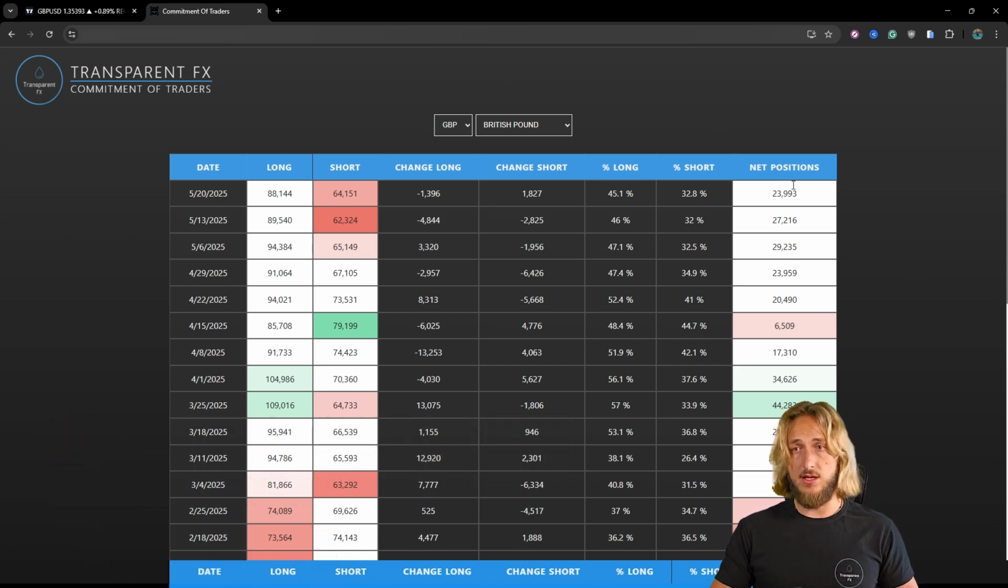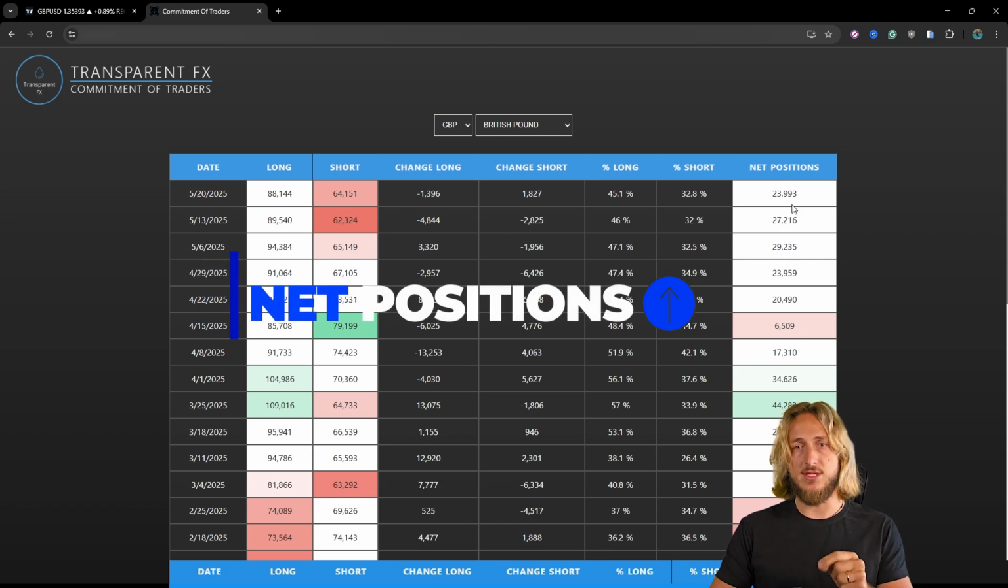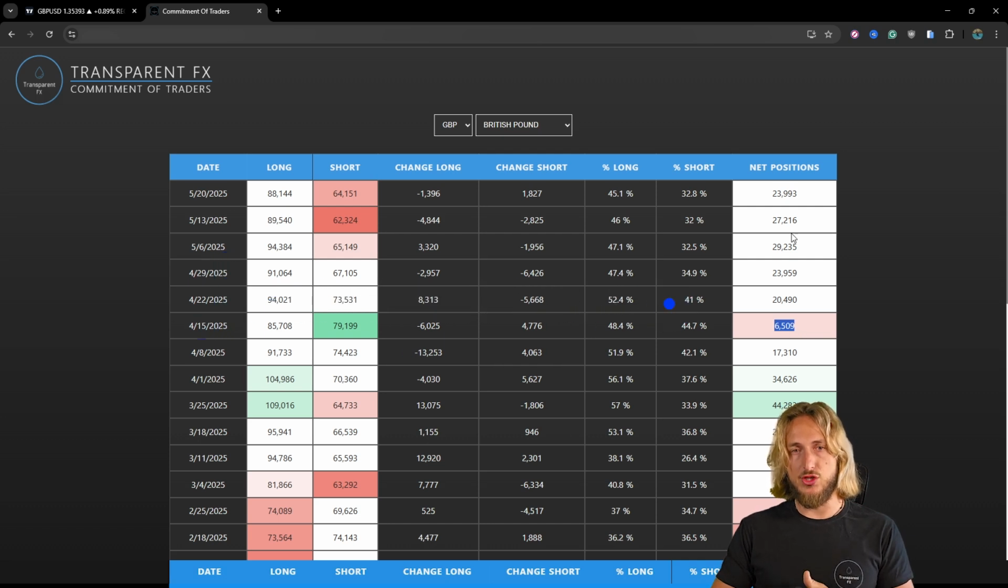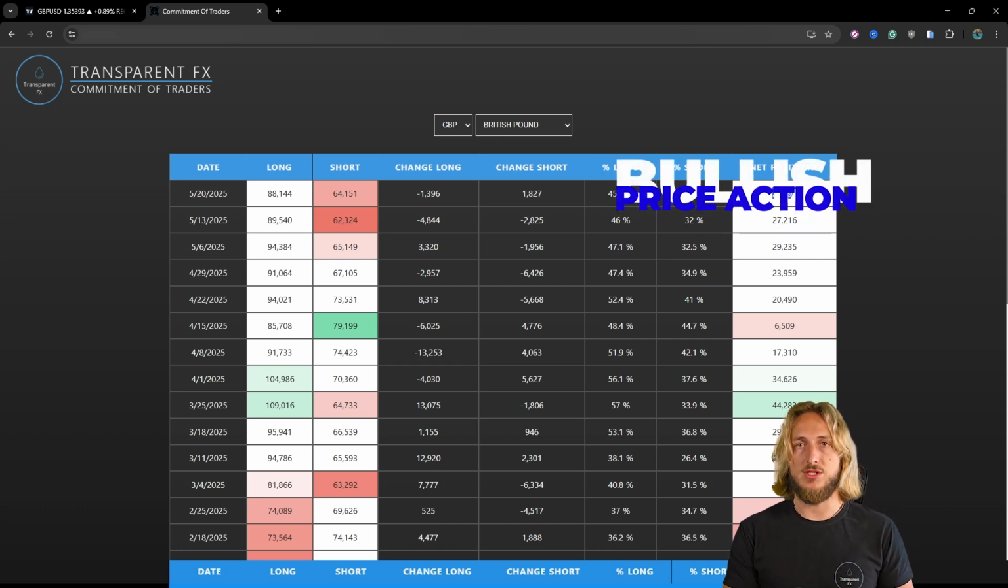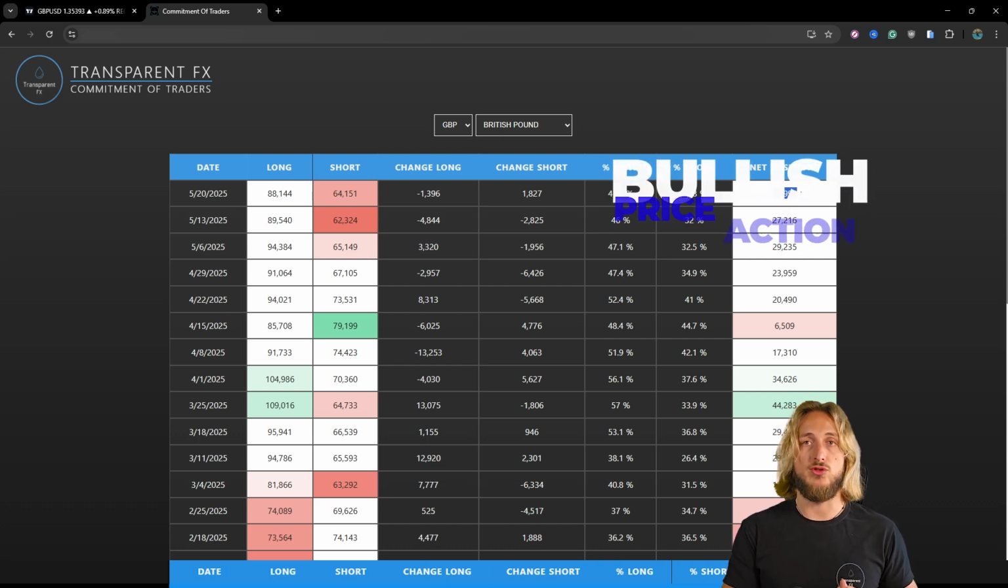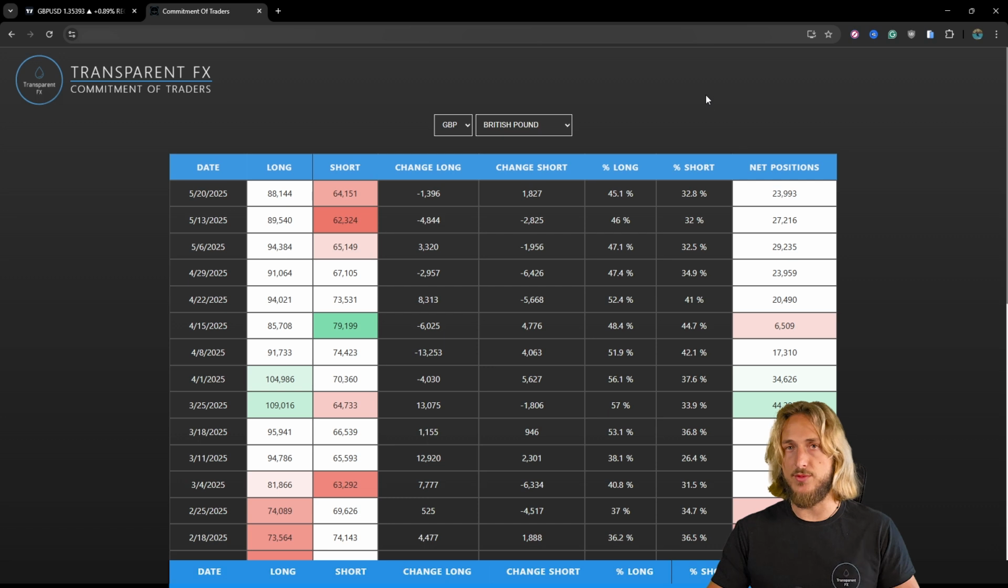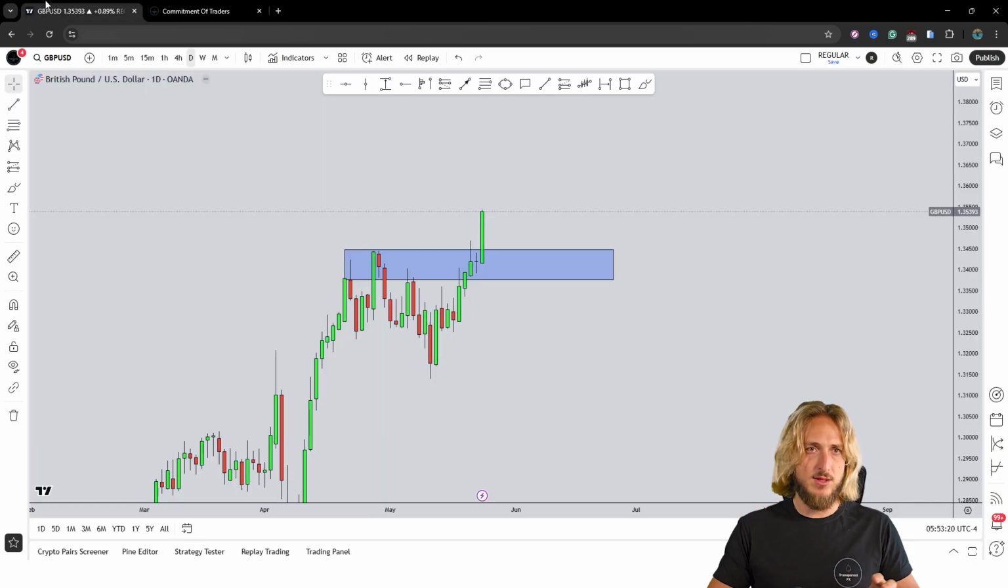And what we can see here is that net positions have been massively increased with the last reports. We went from 6.5k net positions all the way up to 23.9k net positions. So institutions have been moving their balance of essentially longs and shorts more aggressively to the bullish side, expecting more potential bullish price action to be developed. So let's keep this in mind and move back to the chart.